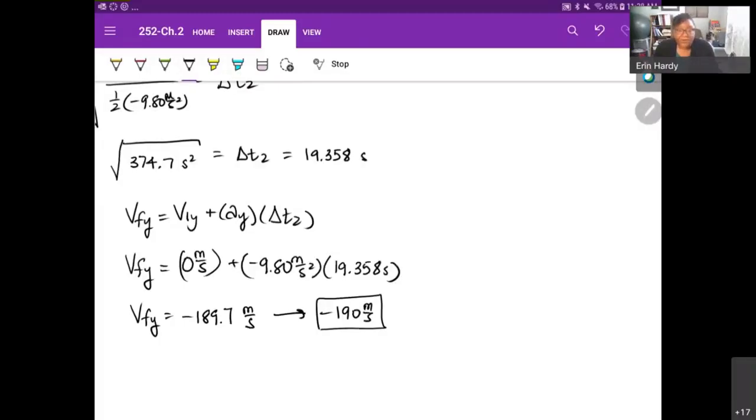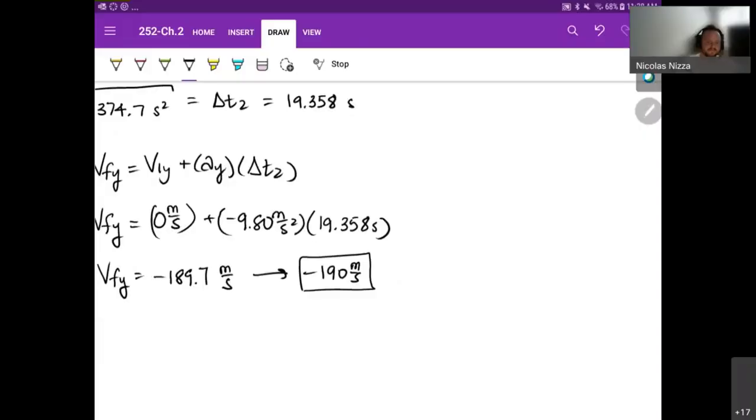That's cooking. Negative 190 meters per second.